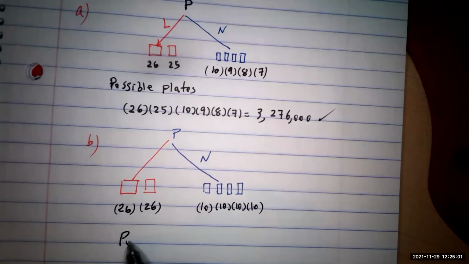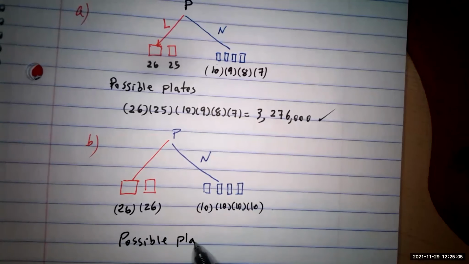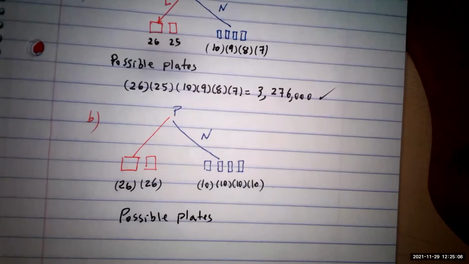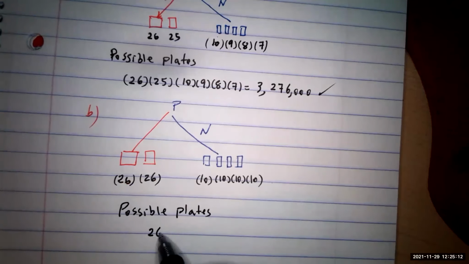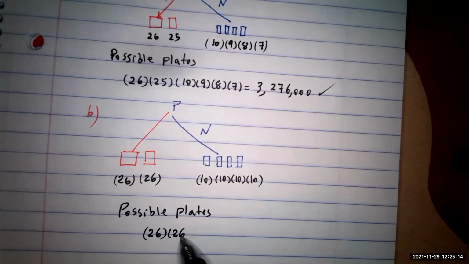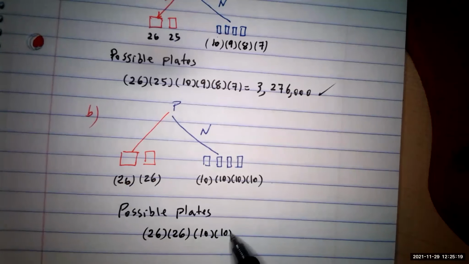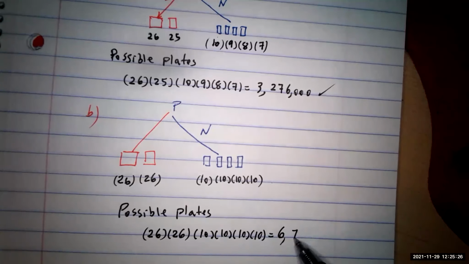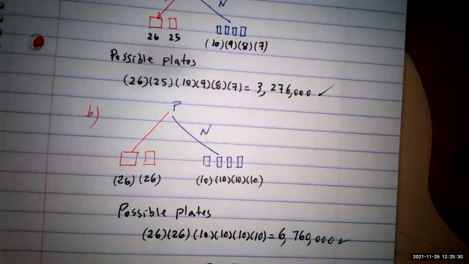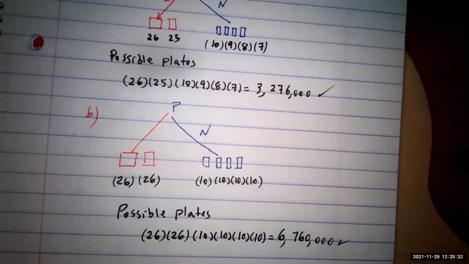So in this case, the possible plates are going to be much more. We have 26 for the first place, 26 for the second place, and then the 10s. Okay, that's going to be the one. It would be quite a lot: 6,760,000 license plates are possible with these numbers.